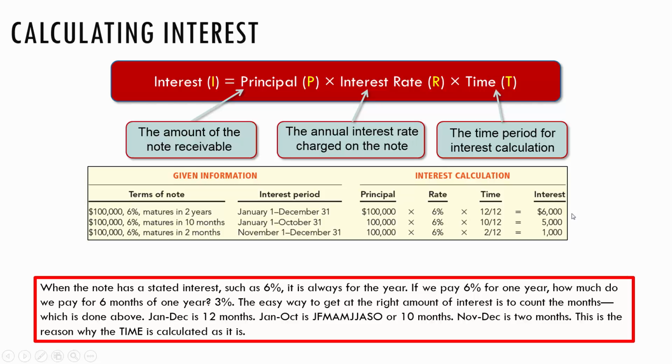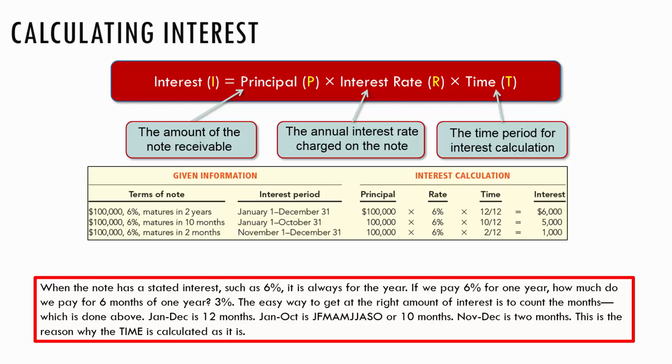Now, this $6,000 is for 1 year of interest. The next year, it would be the same, $100,000 times 6%, and for the whole year, 12 over 12, or $6,000. So the total amount of interest this customer will be paying us is $12,000 because it runs for 2 years.